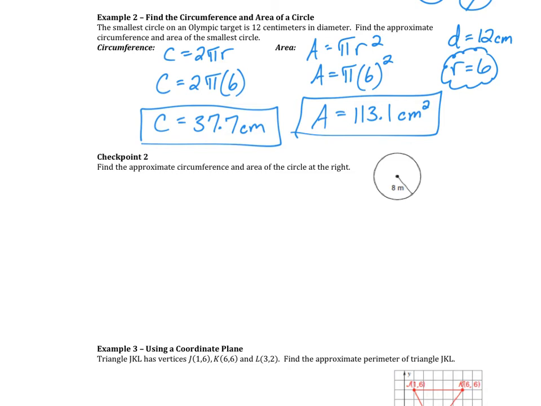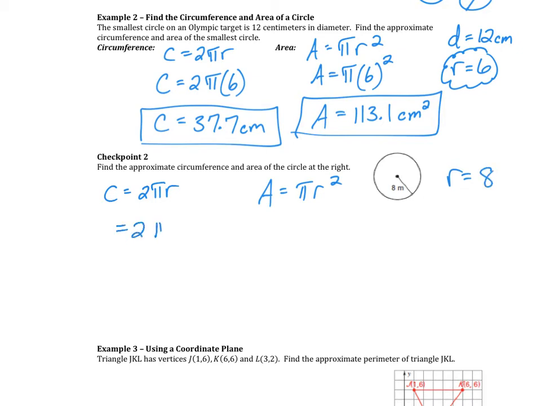Okay, and then we'll do the checkpoint. Find the approximate circumference and area of the circle at the right. So circumference is 2 pi r. Area is pi r squared. So in this one, what is r? R equals 8.